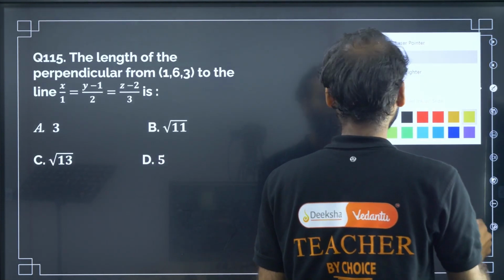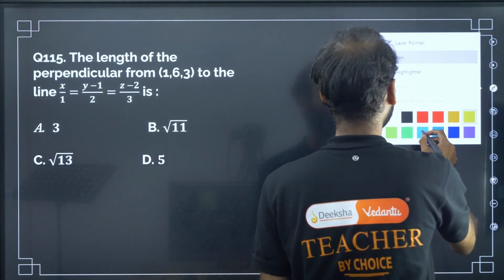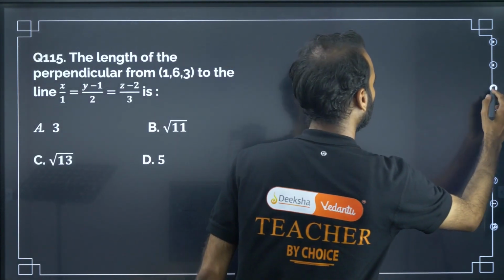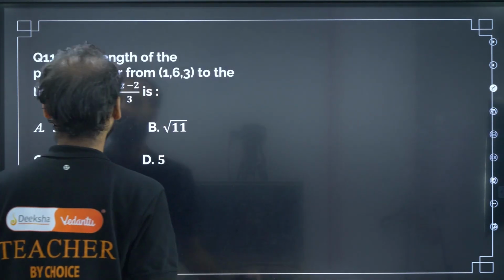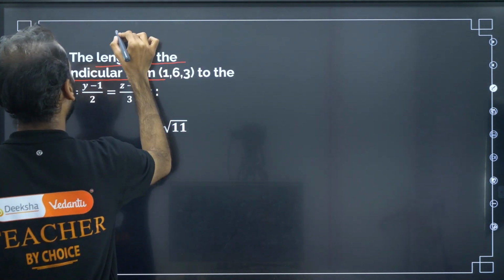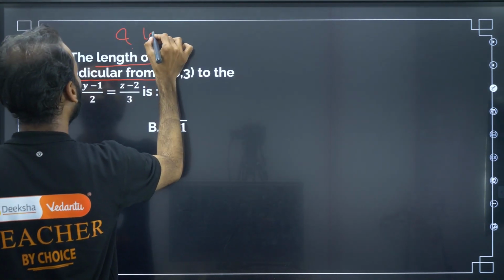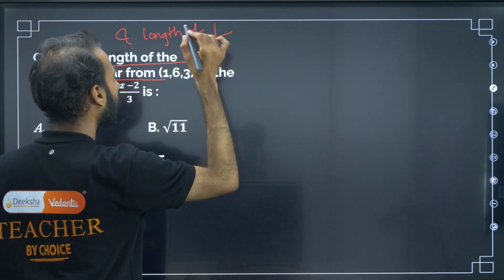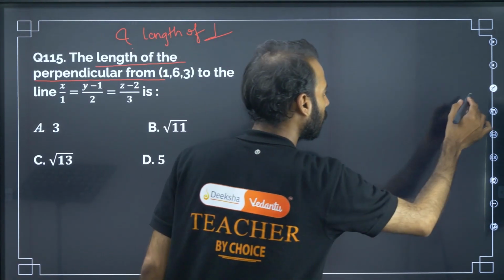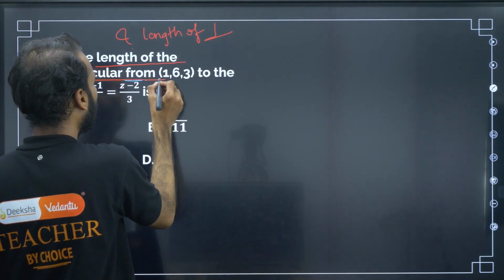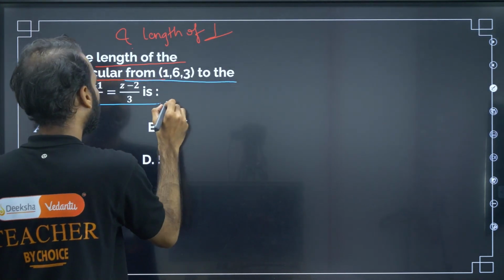The length of perpendicular. They are talking about the length of perpendicular. So what are they asking? They are asking the length of perpendicular from some point, and some data they have given. What is that given data? From the point 1, 6, 3 to the line.